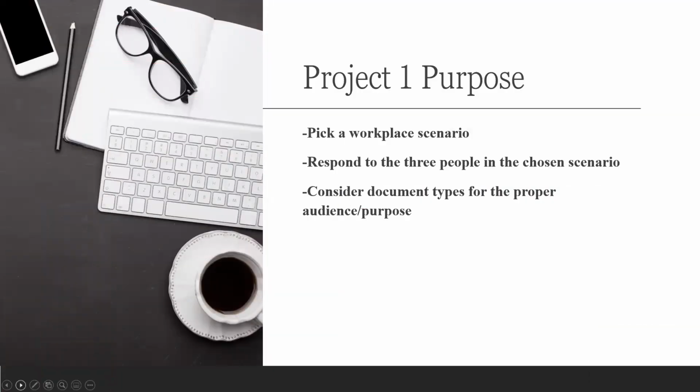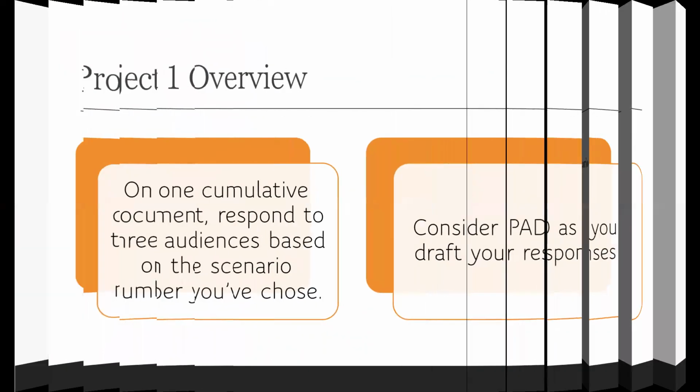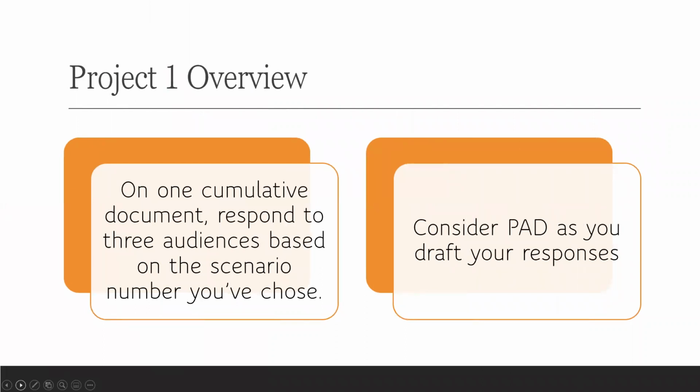So the purpose of Project One, again, is to pick a workplace scenario based on the ones available to you in the modules and the assignment guidelines. You're responding to 3 professional people in that chosen scenario. And you're going to choose which document type, memo, email, or letter, should fit like a puzzle piece with each person in the scenario. And that might differ from person to person. On one cumulative document, you're going to respond to these 3 audiences, and you're going to consider purpose, audience, and design as you craft your response to each person.